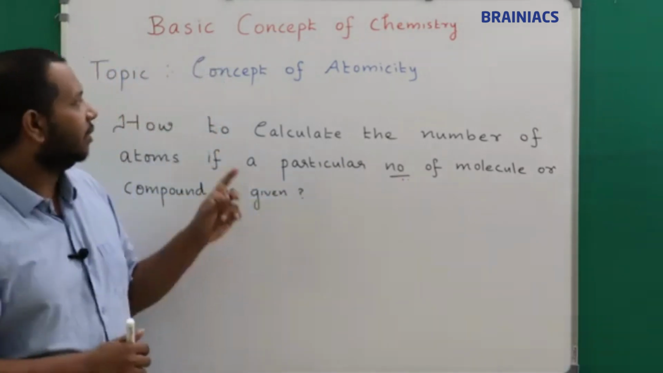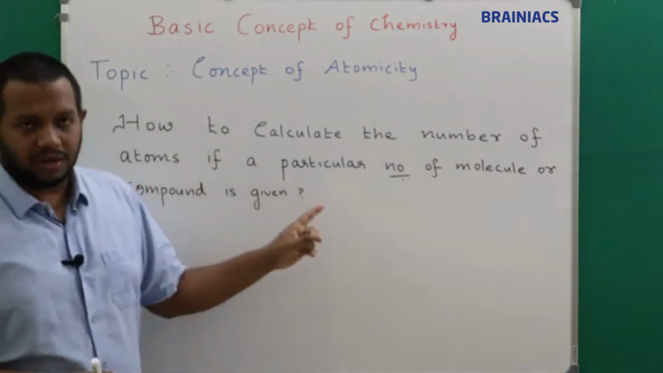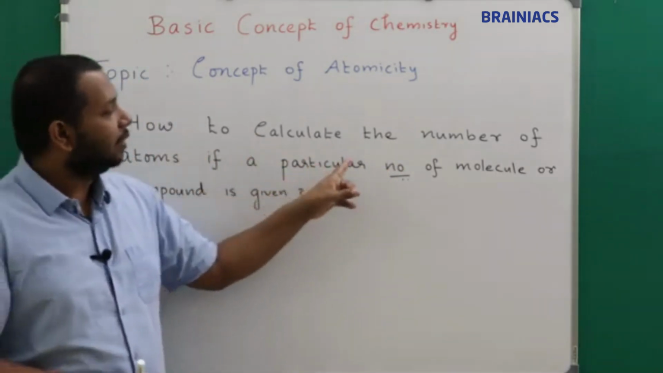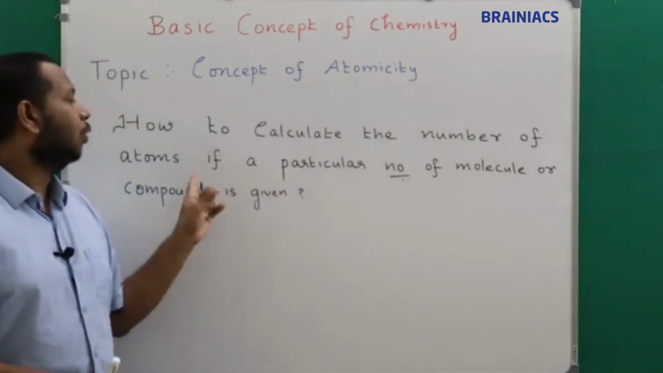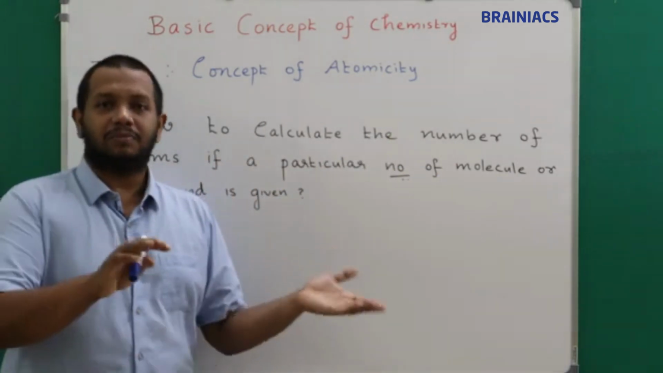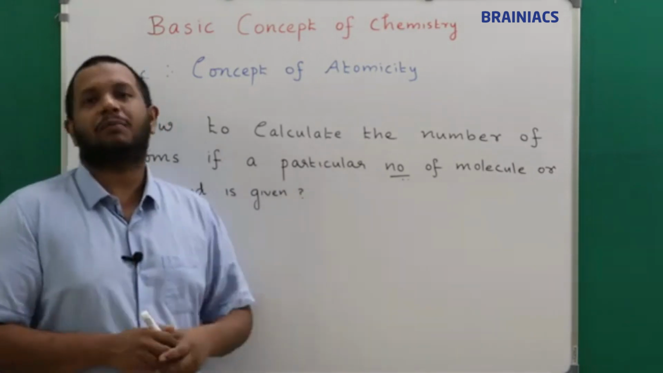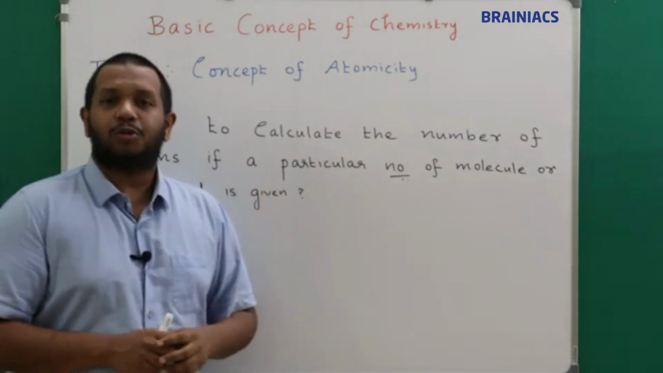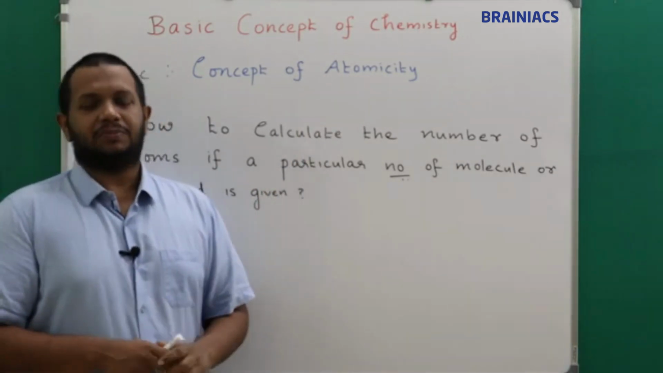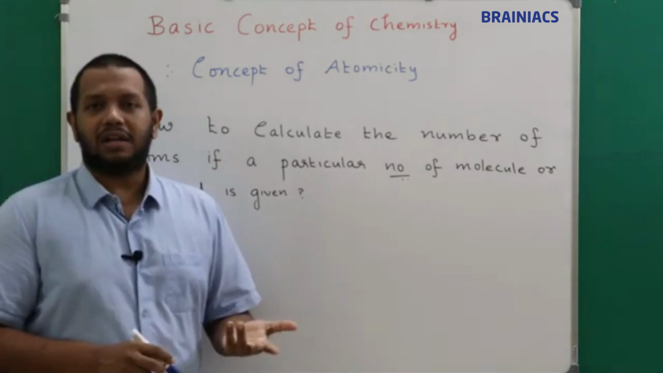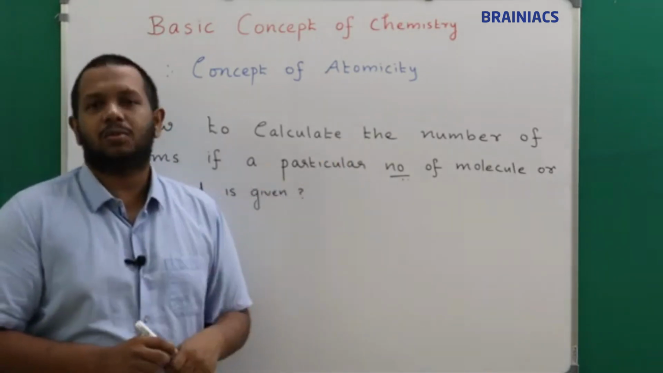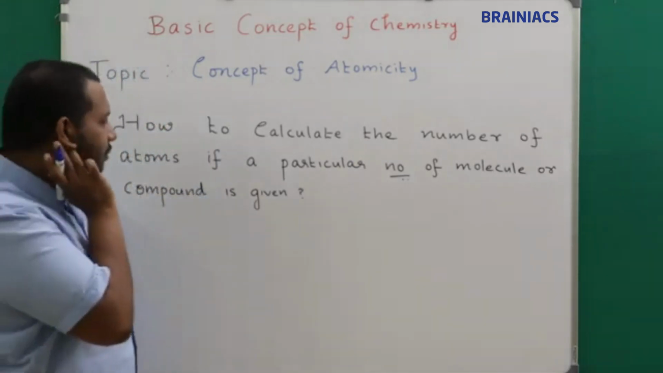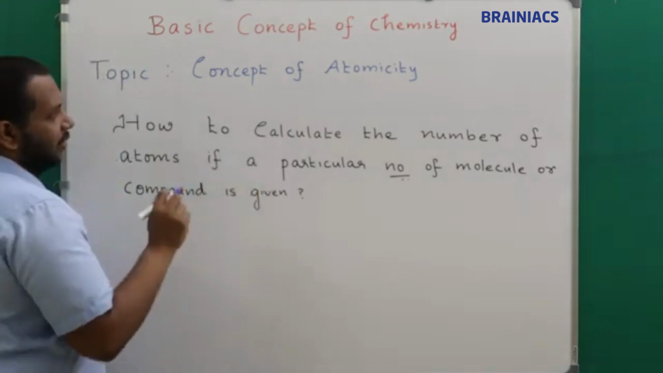Understood? That's why I have given the question: how to calculate the number of atoms if a particular number of molecules or a compound is given. That means from the molecule or compound, how to calculate the number of atoms. Here is where the concept of atomicity is applied. I will tell the strategy, so please follow it as such, then it will become helpful for you.